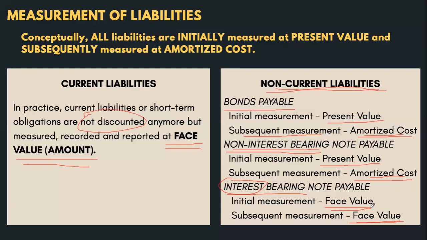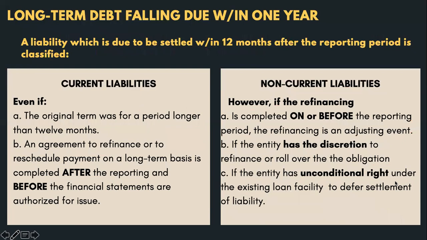Therefore, we compute for the present value, PV of 1, PV of ordinary annuity. So we need to compute or discount the note payable. Then, subsequent measurement at amortized cost. Normally, we use the effective interest method. That's according to the standard. So, if you use the amortized cost, use the effective interest method. Okay. So, how about long-term debt falling due within 1 year?